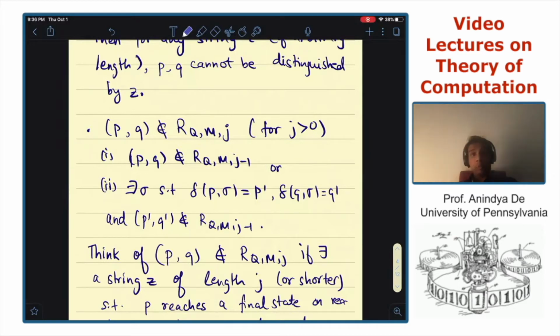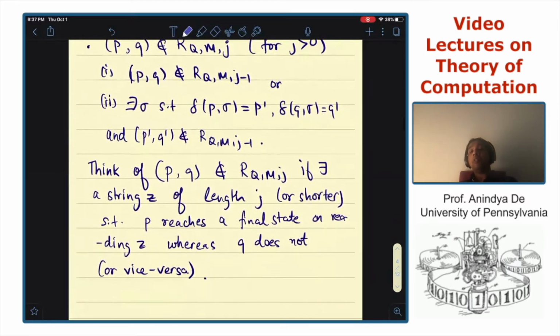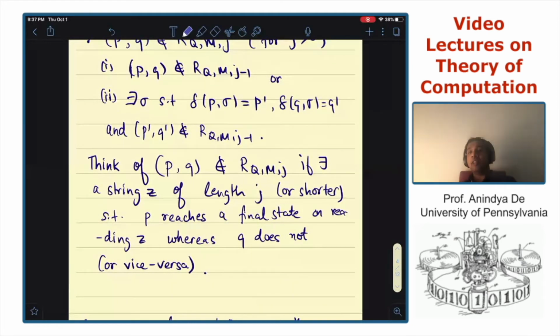Another way you can verify this is true, which just follows by the inductive definition of R_{Q,M,J}, is that when P, Q is not in R_{Q,M,J}, it means that there exists a string Z of length J or shorter such that P reaches a final state on reading Z and Q does not, or vice versa.